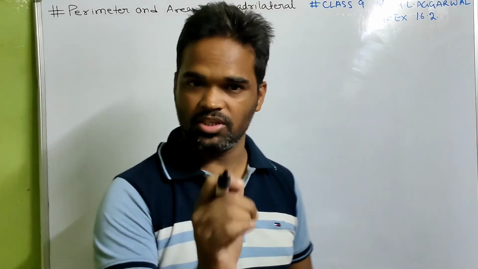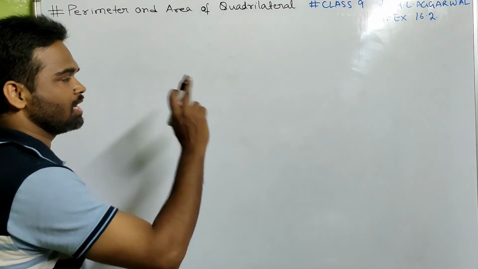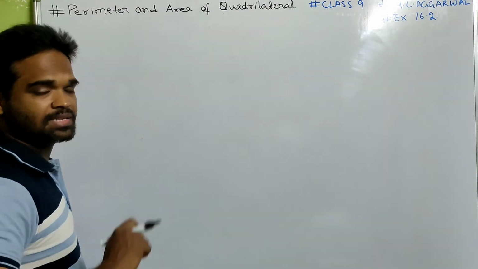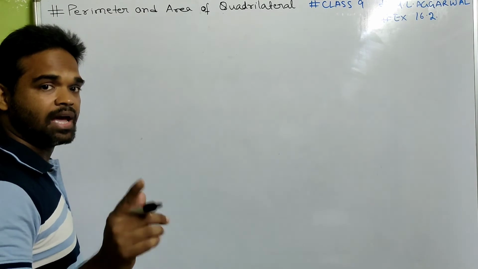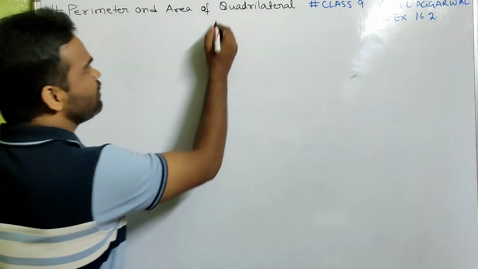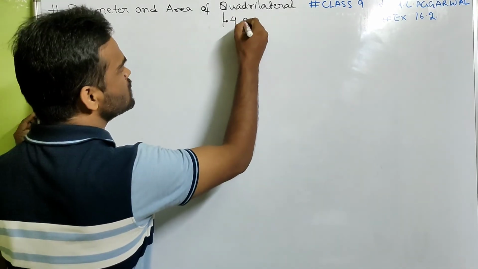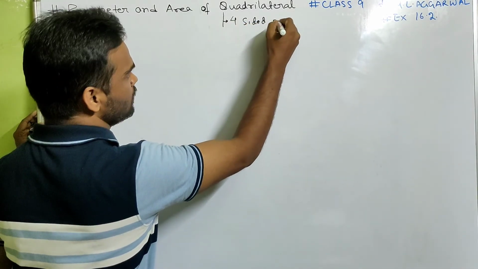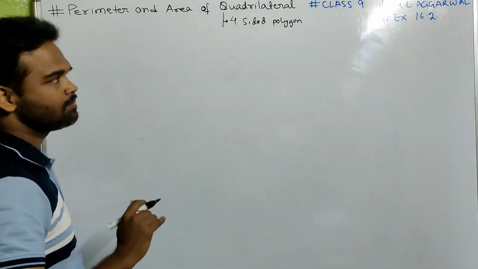Hi kids, in this video we'll discuss perimeter and area of quadrilateral from class 9 ML Aggarwal exercise 16.2. We have already discussed area of triangles and circle. Now first of all, what is a quadrilateral? A four-sided polygon is known as a quadrilateral, isn't it?